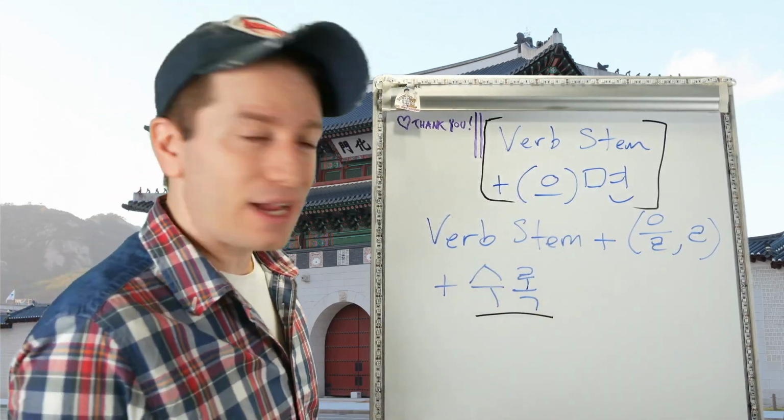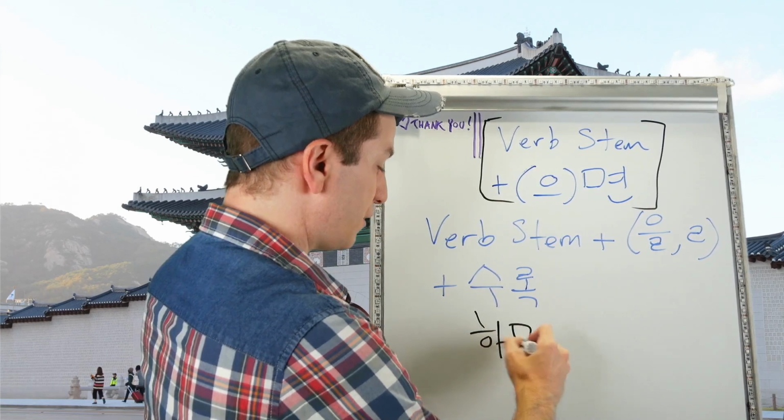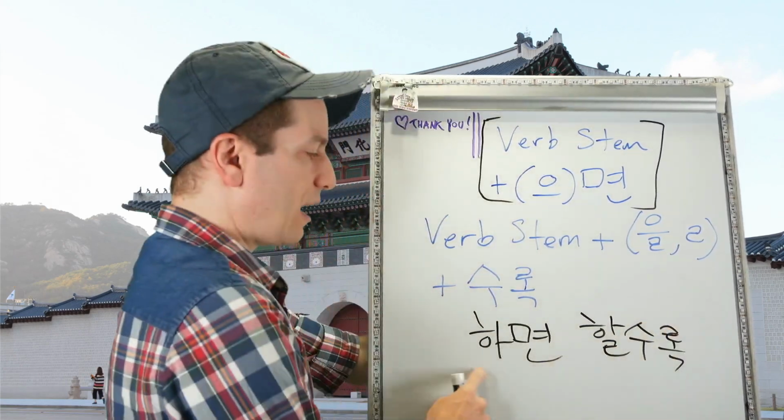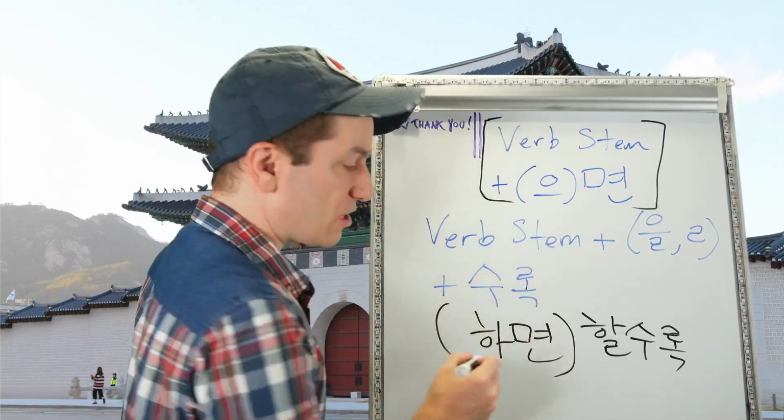So let's do a quick example with the verb 하다. So we have 하면 first. Now we have to do this part. So 할수록. 하면 할수록. And then note this part is optional.